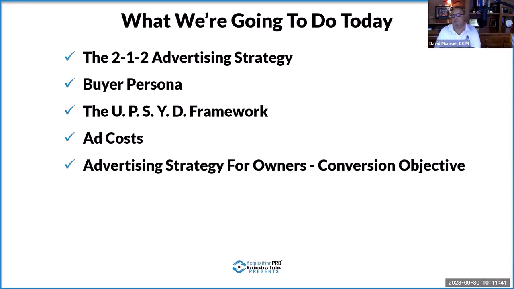Then we're going to cover advertising strategy for owners. This is going to be the conversion objective, and we'll talk about objectives when we talk about the 2-1-2 advertising strategy. When you look at an ad campaign, you've got your campaign level, ad set level, depending on what network it's called, some of the networks call it differently, and then the ad level. So there are 3 different levels. At the campaign level, the first thing you fill out is your objective. For the advertising strategy for owners, we're going to talk about the conversion objective, and you'll learn that in the 2-1-2 advertising strategy in a minute.